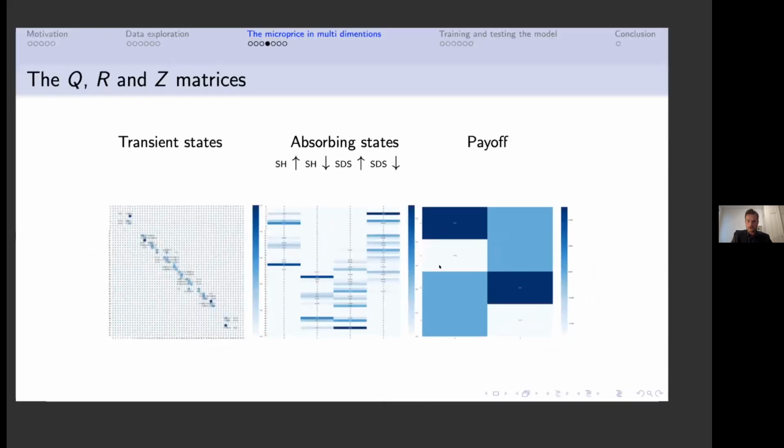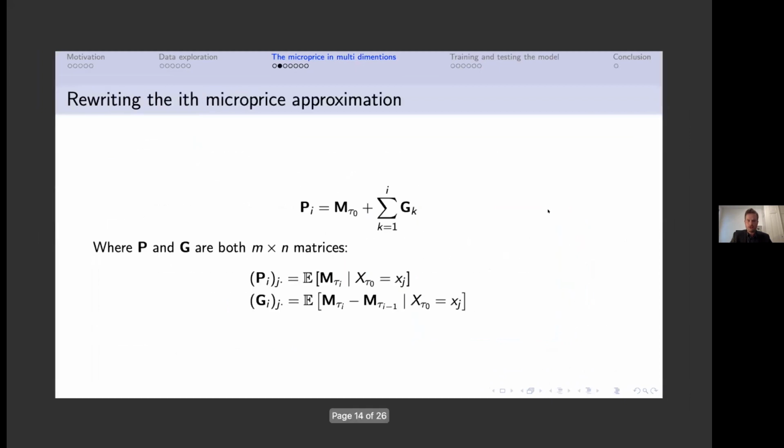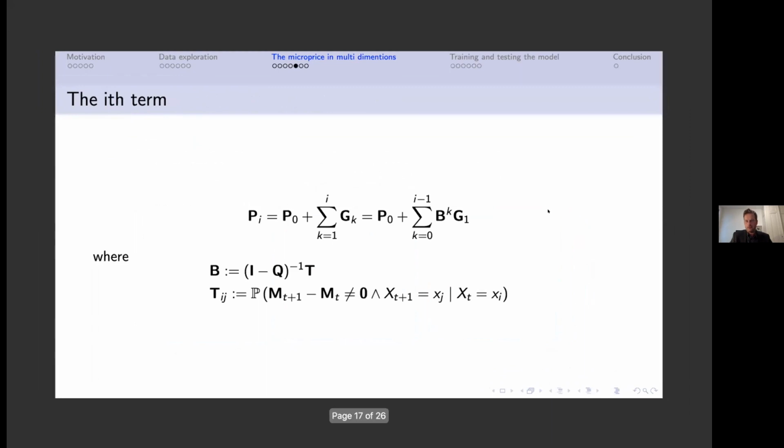All right, so what I've shown you here is the G1, the first of these terms. Now I'm going to go to the more general GI term, and a pretty simple calculation shows you that all you need to do is compute this G and multiply it by exponents of this matrix B, which is also written in terms of Q, the transient state transition matrix, and this matrix T, which is a transition matrix for the absorbing states. So if you start at the state of the order book Xi, you end up in Xj after the price has moved.